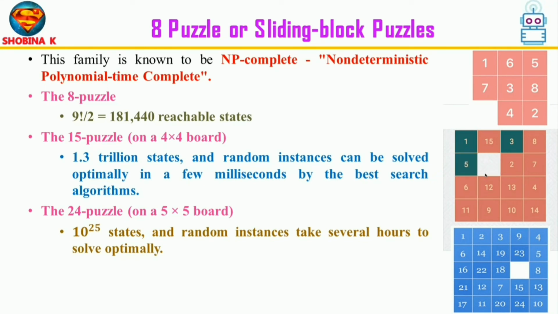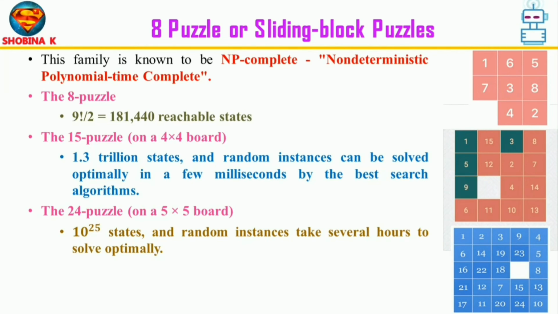The 8 puzzle problem has 9 factorial by 2 possible states. The 8 puzzle problem has a property that exactly half of all permutations can be reached from any starting state. Here 9 factorial is the total number of possible configurations of the puzzle, whereas 9 factorial by 2 is the total number of solvable configurations. Exactly half the configurations are impossible to reach from any chosen starting point. So we divide the total configurations by 2, that is 9 factorial by 2, to get the total number of states that can move step by step to the solution.